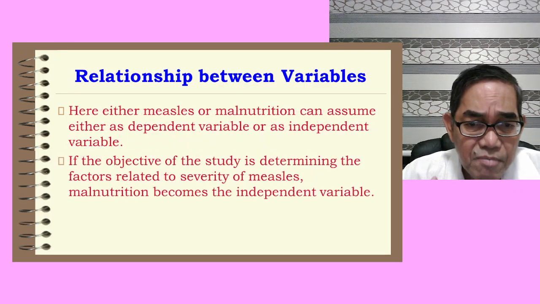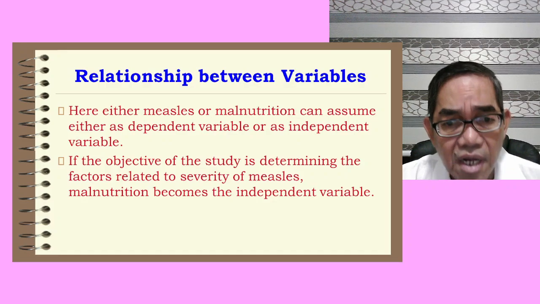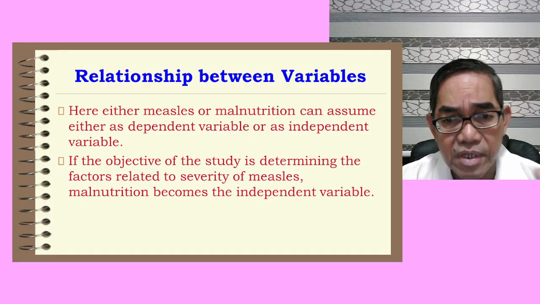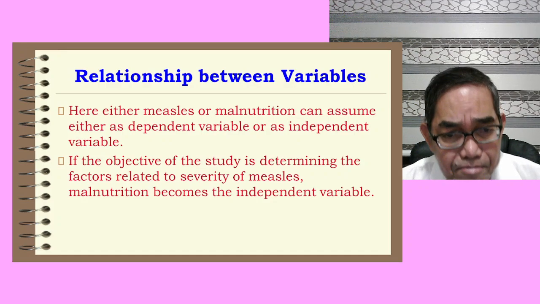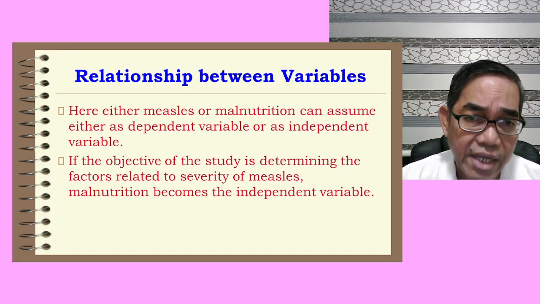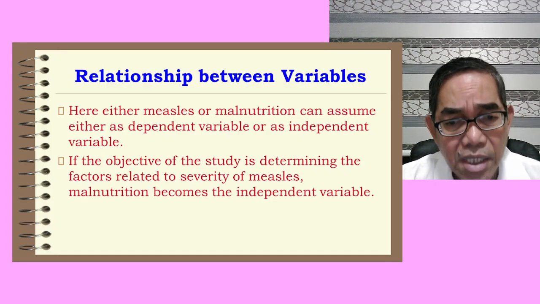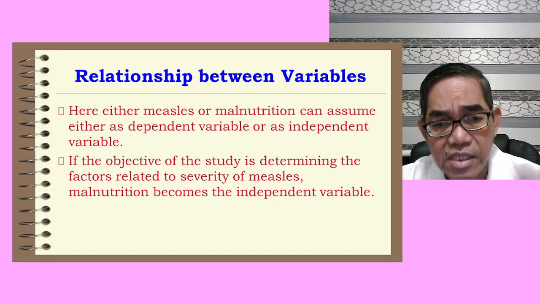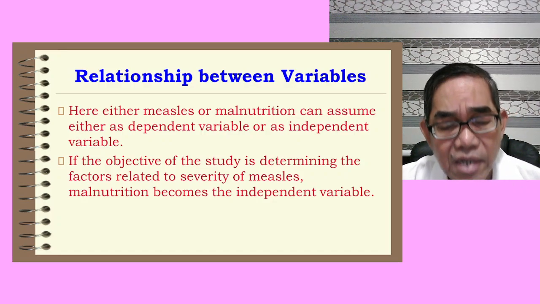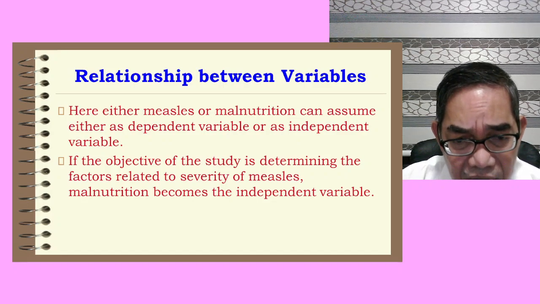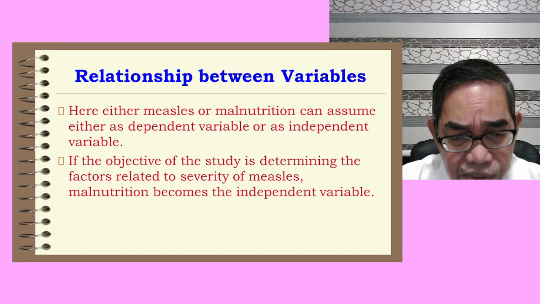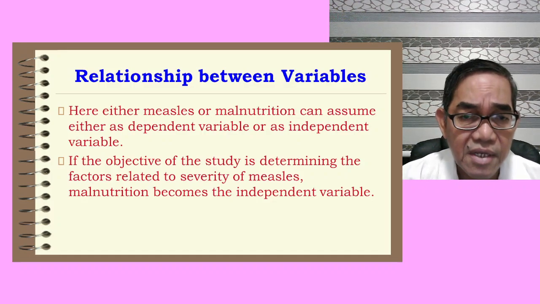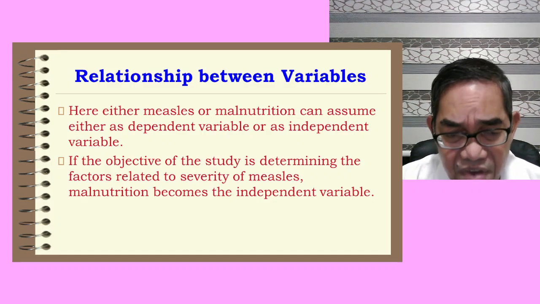If the objective of the study here, measles or malnutrition, can assume either dependent or independent variables depending on the objective of the study. If the objective of the study is determining factors related to severity of measles, then malnutrition is the independent variable, meaning if you are malnourished, you're more likely to develop measles, and measles is the dependent variable.